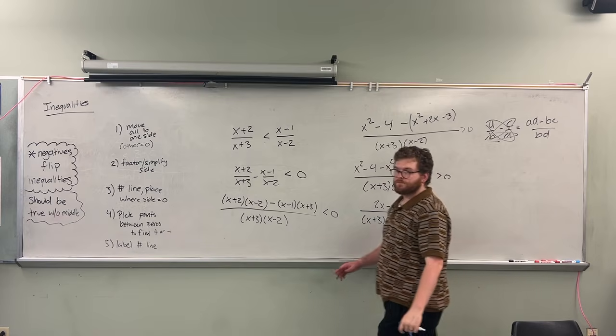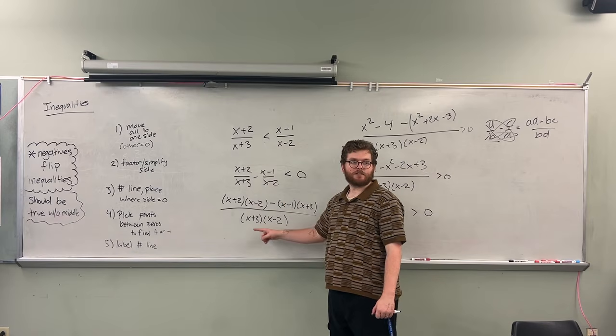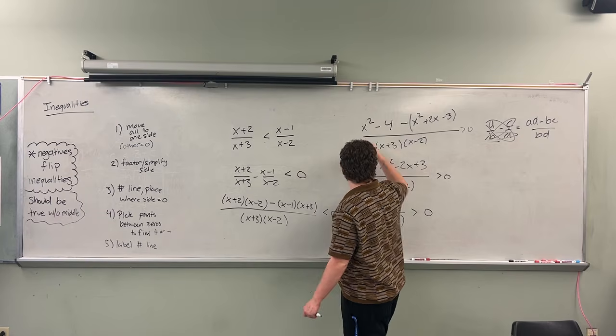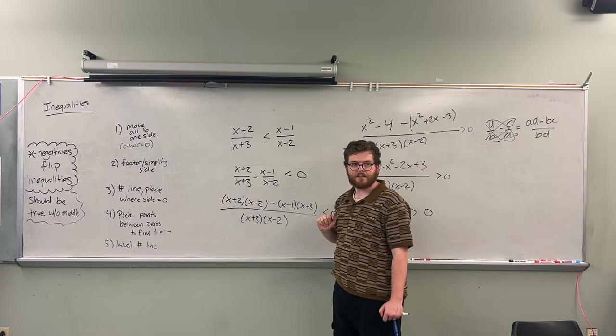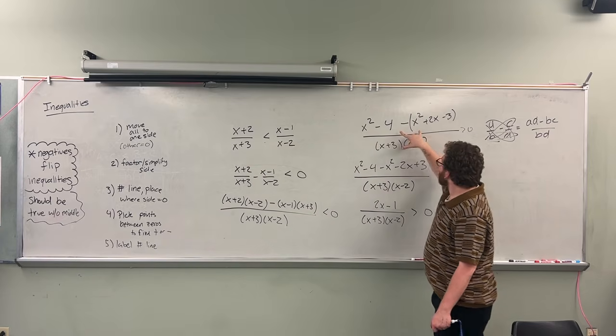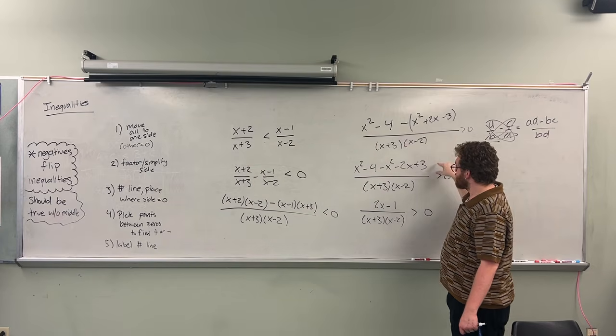So all I've done is I've done this subtraction here. It's gross. It took, what, 1, 2, 3, 4, 5 lines, but we got there. So I cross multiplied, FOILed out everything on the top, and then simplified the top.